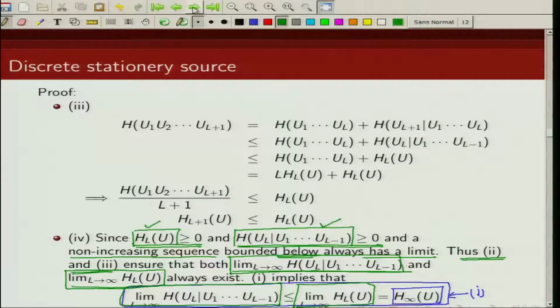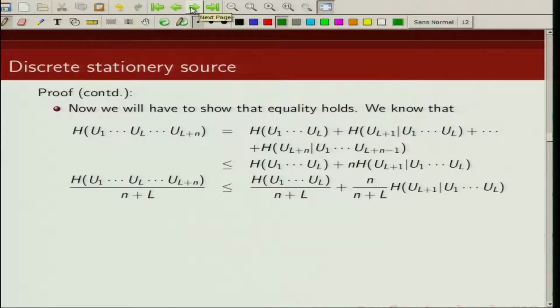So to prove this, I will do the following. I will first find out the joint entropy of U1, U2, U3, ..., UL up to UL plus N. And using the chain rule, I can write this as uncertainty in U1, U2, U3, ..., UL plus uncertainty in UL plus 1 given U1, U2, ..., UL, up to uncertainty in UL plus N given U1, U2, U3, ..., UL plus N minus 1.